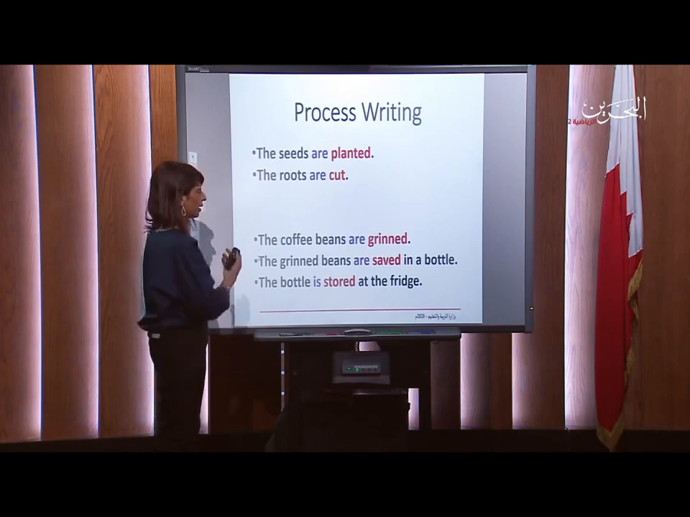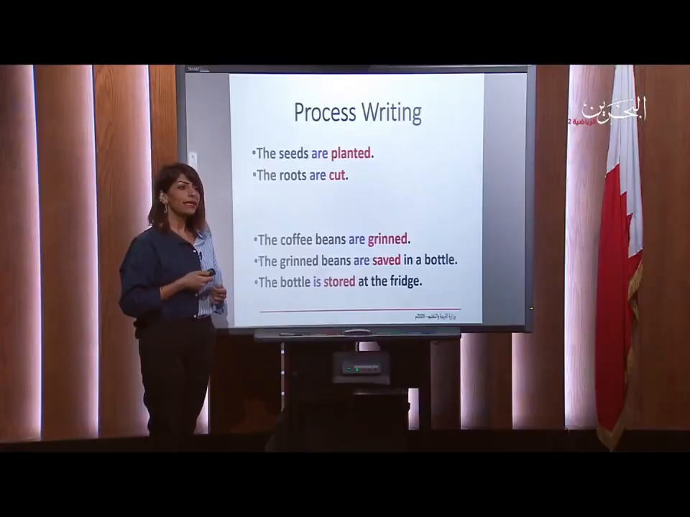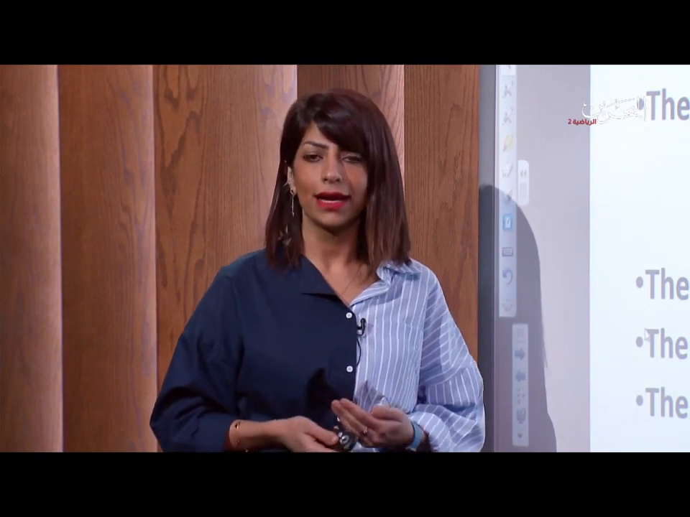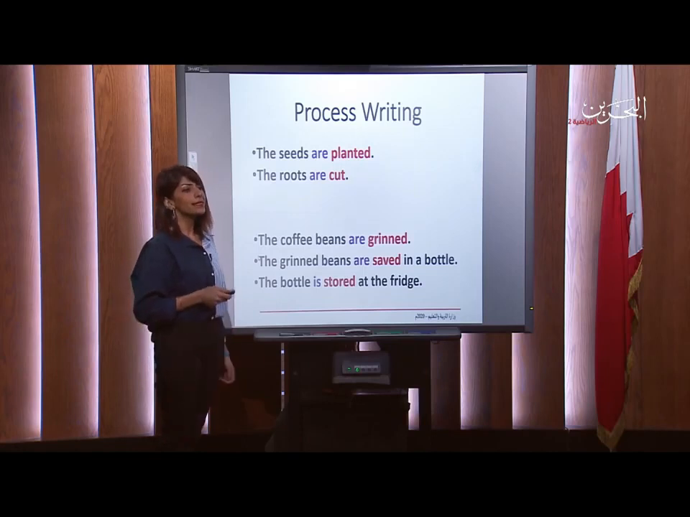For example, these are two processes. These are two steps, two stages of accomplishing and achieving a certain process. For example, the seeds are planted, then the roots are cut. Another process is the coffee beans are ground, then the ground beans are saved in bottles. Finally, the bottle is stored in the fridge. And this is the way I am going to apply the passive in writing the process for the next lesson.